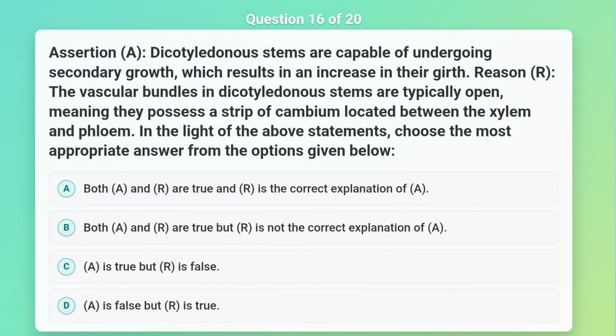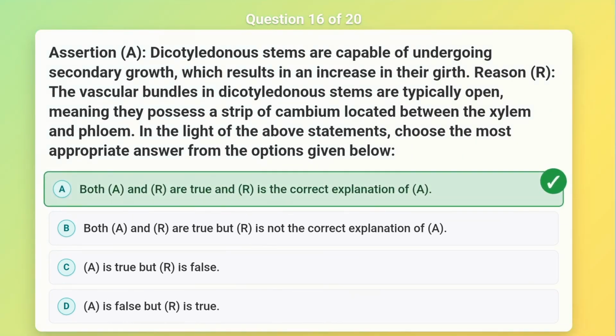Assertion A. Dicotyledonous stems are capable of undergoing secondary growth, which results in an increase in their girth. Reason R. The vascular bundles in dicotyledonous stems are typically open, meaning they possess a strip of cambium located between the xylem and phloem. In the light of the above statements, choose the most appropriate answer from the options given below. Both A and R are true and R is the correct explanation of A.